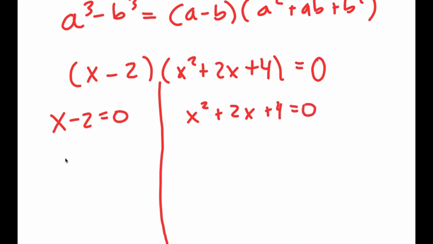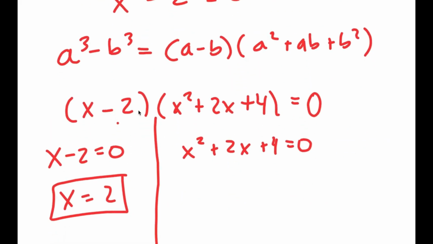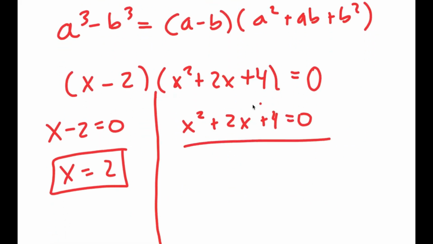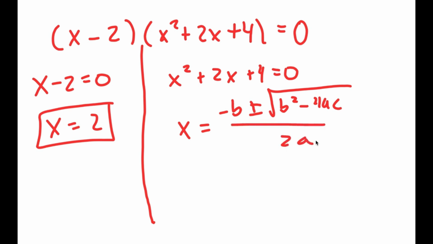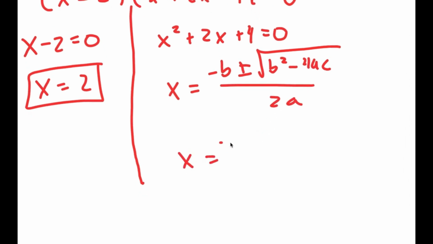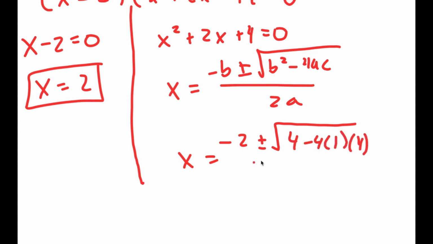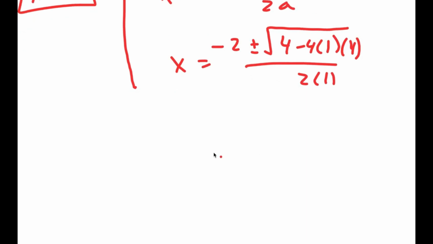So for x minus 2 equals 0, I get x equals 2, which was a solution that we already got. But now see, on top of this, we have a whole other equation with two more solutions because it's a quadratic equation. So to solve this, I'm going to use the quadratic formula. So I get negative 2 plus or minus the square root of 2 squared, which is 4, minus 4 times a, which is 1, times c, which is 4, all over 2a, so 2 times 1.